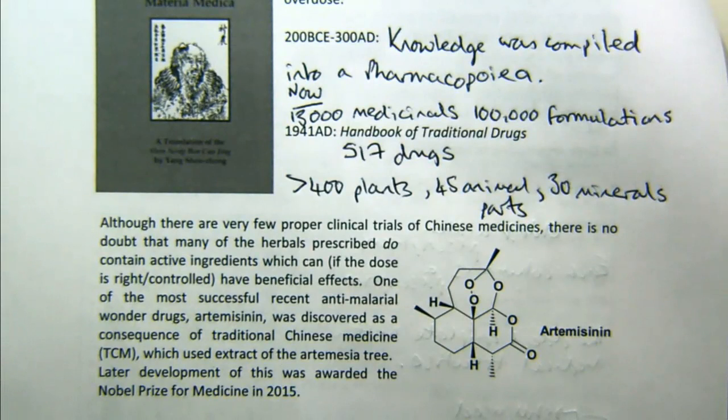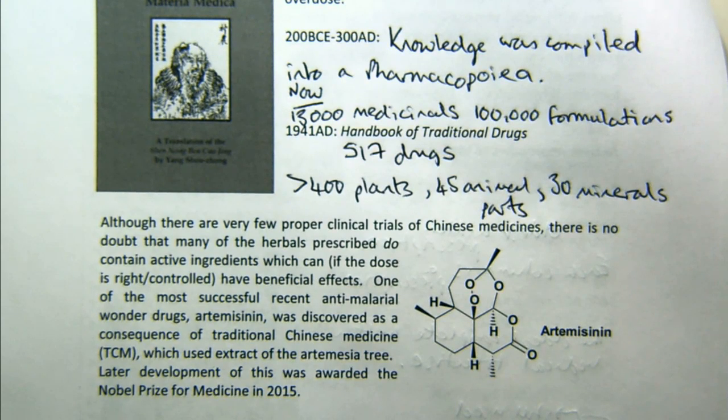So historically, there are very few proper clinical trials of Chinese medicines, but there's no doubt that many of the herbals prescribed do have active ingredients which can, if the dose is right and controlled, and that's an issue with herbal medicine. How do you know the dose? Because from one plant to another plant, the dosage can vary. From season to season, the dosage of active ingredients in plants will vary. But if you can get that right, they have beneficial effects.